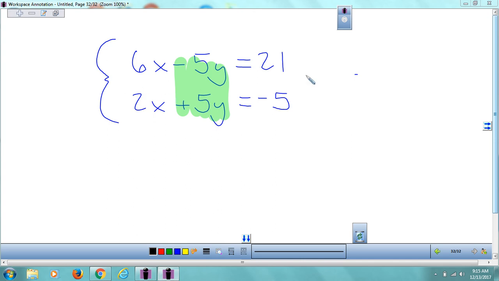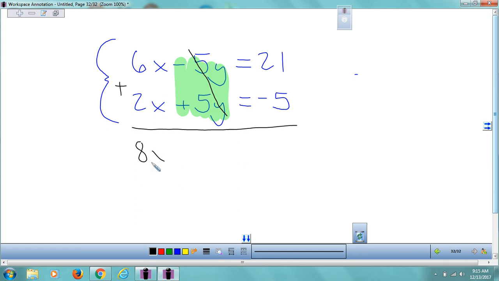If I combine these two equations with addition, do you notice that negative 5 and 5, that's 0? So think about this: this eliminates the y term, hence the term elimination. And then we combine the x's, we get 8x equals 21 plus negative 5, which is 16, right? And so then we just solve for x.